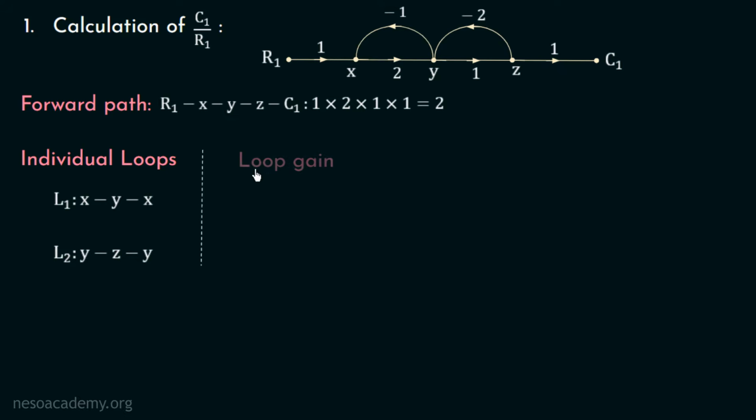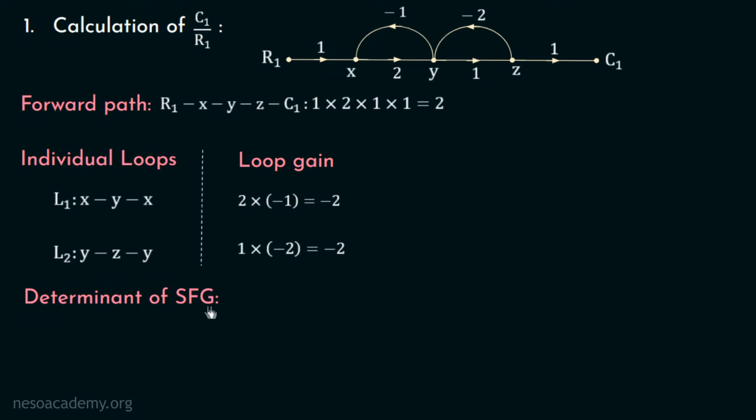Now, moving on to the calculation of loop gain. The loop gain of this first loop X, Y, X will be the product of these two branches, which is equal to 2 multiplied with minus 1, which is equal to minus 2. And the loop gain of the second loop Y, Z, Y will be equal to the product of these two branches, which will be equal to 1 multiplied with minus 2, which is equal to minus 2. Now we will move on to the calculation of determinant of SFG. And we know that delta equals 1 minus the sum of gains of all the individual loops plus the sum of products of gains of all possible combinations of two non-touching loops.